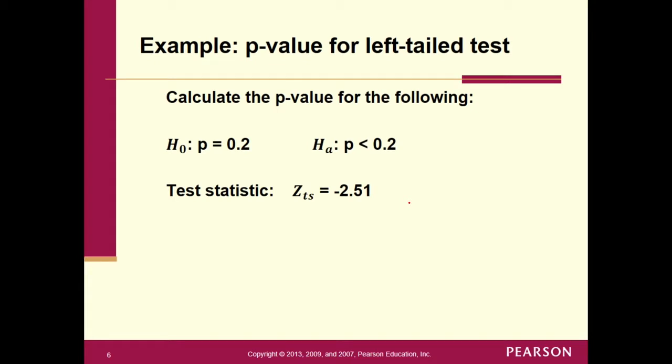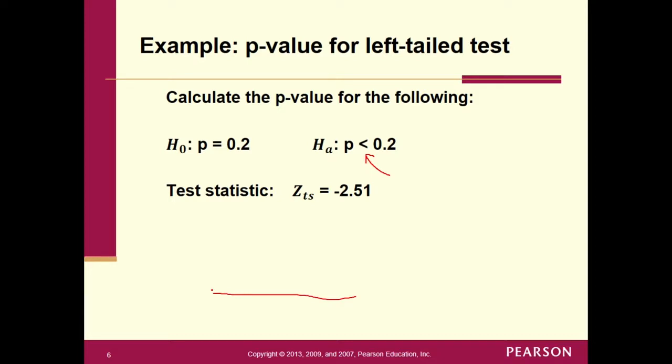But how about p-values? That's something else that we have to look up at least, okay? So let's say that we had to calculate the p-value for the following, and we have p is equal to 0.2 and p is less than 0.2. So what I want you to pay attention to is that we have a less than sign here. That means we have a left-tailed test. And so this is what it means.